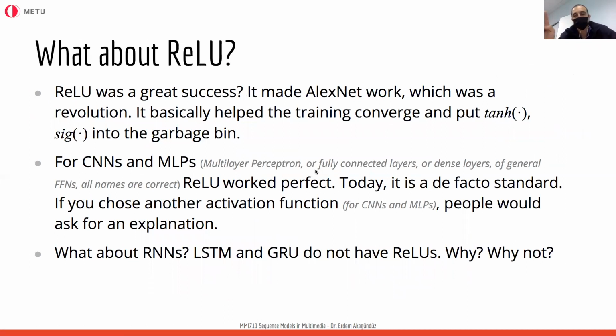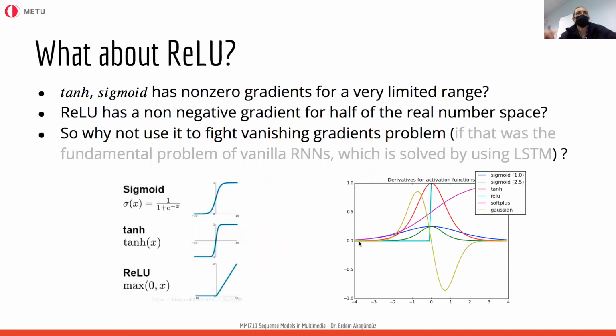So people ask the same questions for CNNs and multi-layer perceptrons, also called fully connected layers, dense layers, whatever. ReLU works perfectly. What about RNNs? I mean, can it work? Just like I said, the usage of sigmoid and tanh is a handcrafted design. And the fact that they are abandoned in CNNs is about tanh and sigmoid creating the vanishing gradient problem, right?